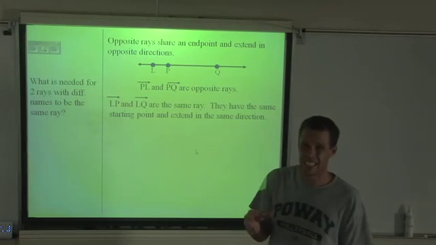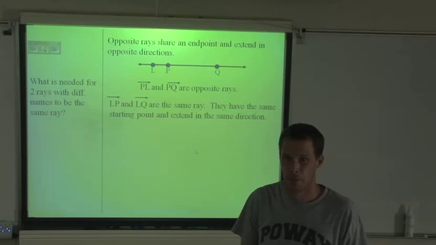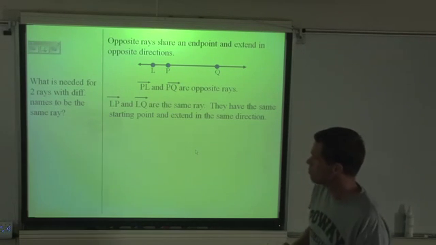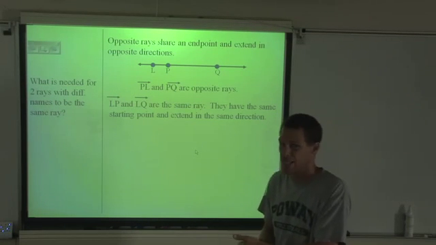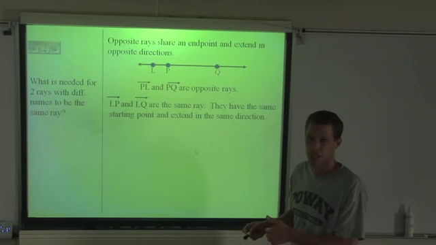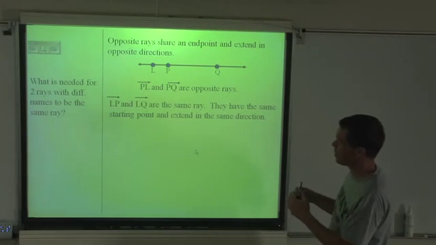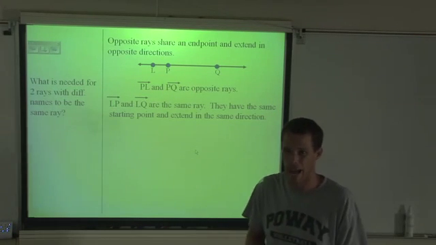So what is needed for two rays with different names to be the same? Well, we know they have to have the same starting point, and then they have to extend in the same direction. So that is an important thing to write down, especially for some of the questions that will be asked.